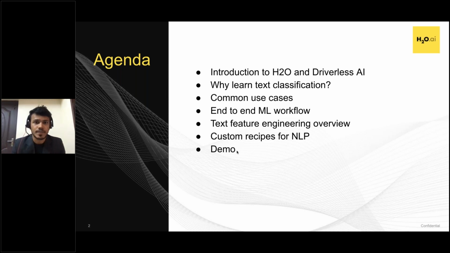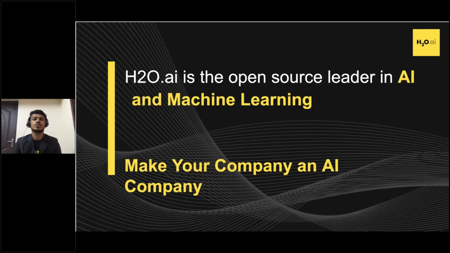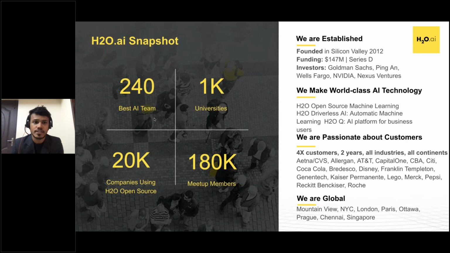So I'll start with an introduction to H2O. We are an open source leader in AI and machine learning. We help businesses transform their business using AI. Roughly right now we have a team of 200 plus AI experts, over 20,000 companies use H2O in the open source, and we have a very strong meetup presence. And these are some of the facts which explain the same thing.